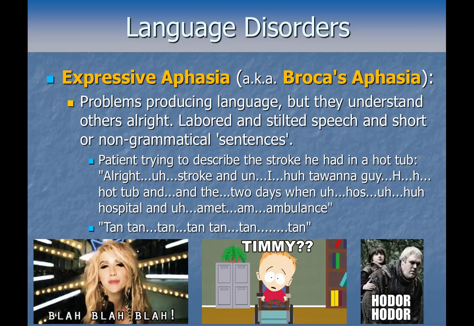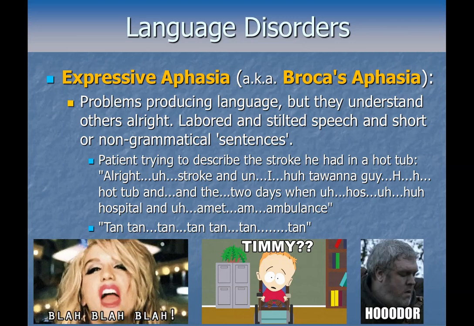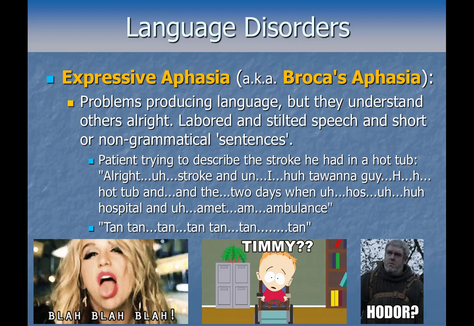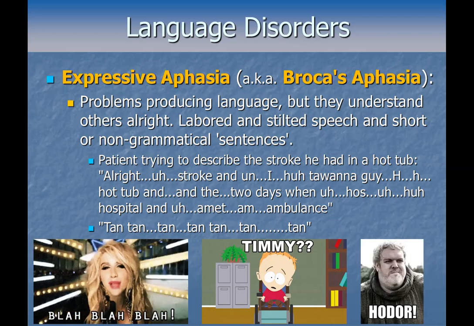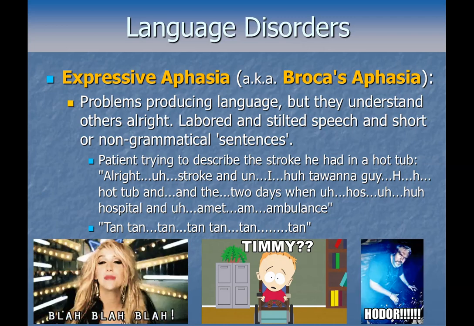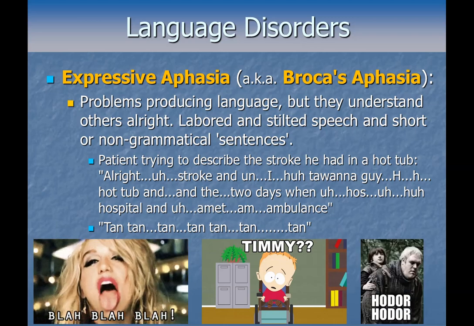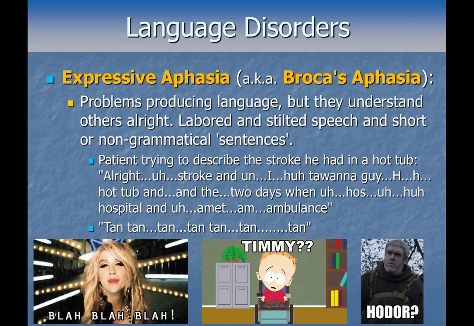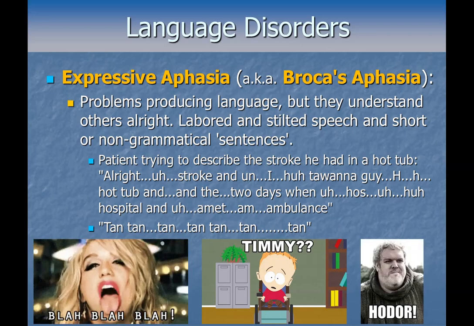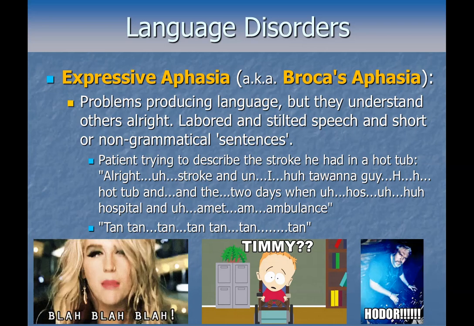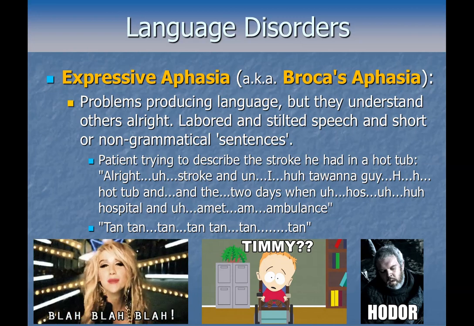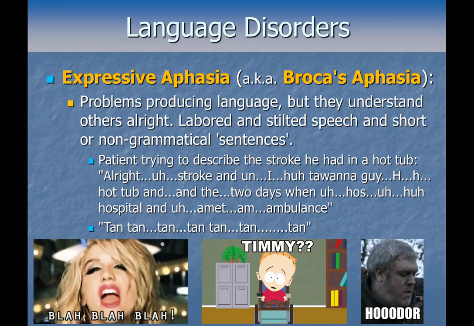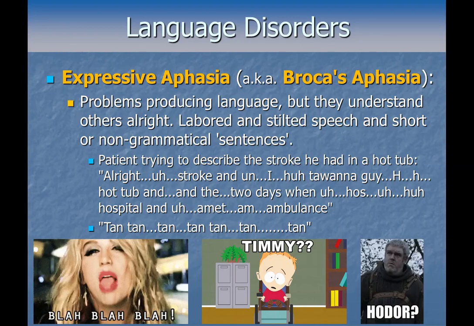All right, stroke, and I to want a guy hot tub, and the 2 days when hospital and ambulance.